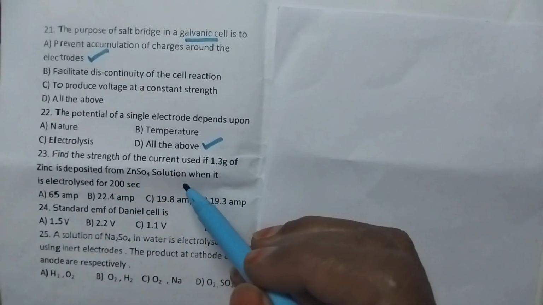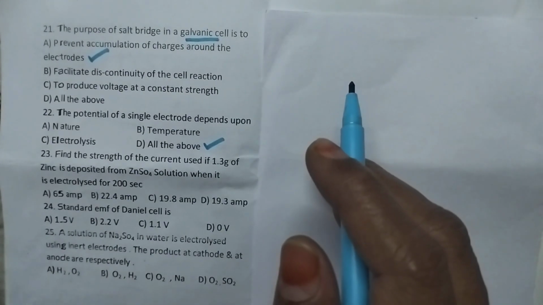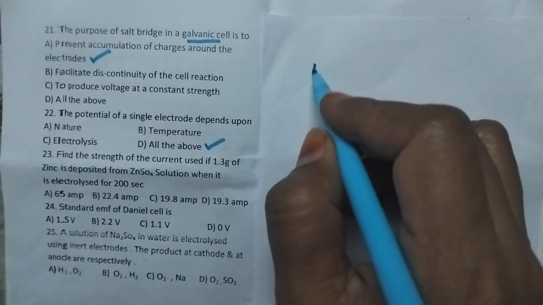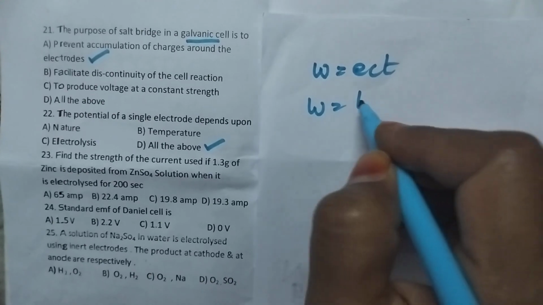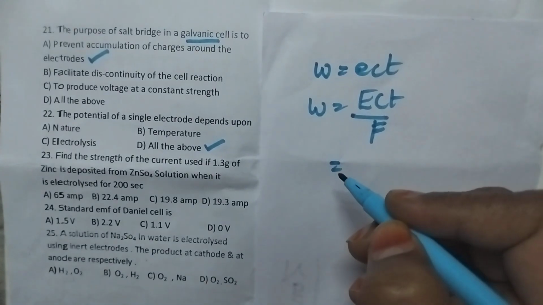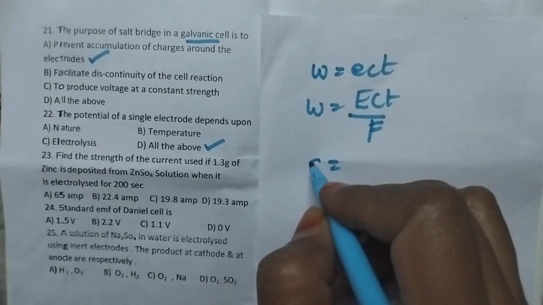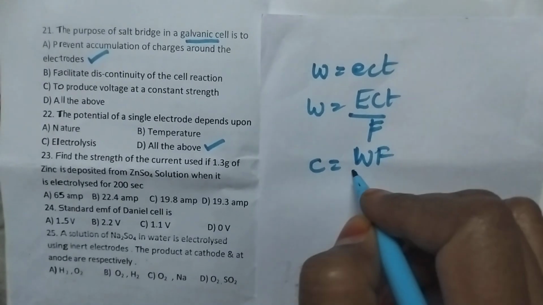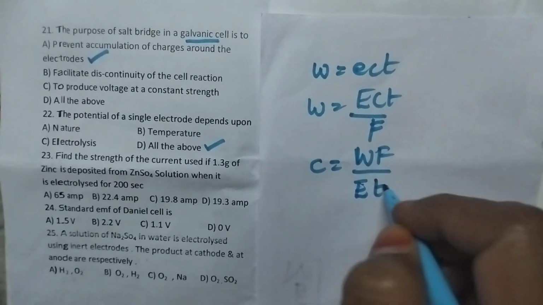Find the strength of the current used if 1.3 grams of zinc is deposited from zinc sulfate solution when it is electrolyzed for 200 seconds. That means here we have to use again Faraday's first law. W is equal to ECT, and W is also equal to capital ECT by F. Here we are supposed to calculate the strength of the current. So C is equal to WF by ET.